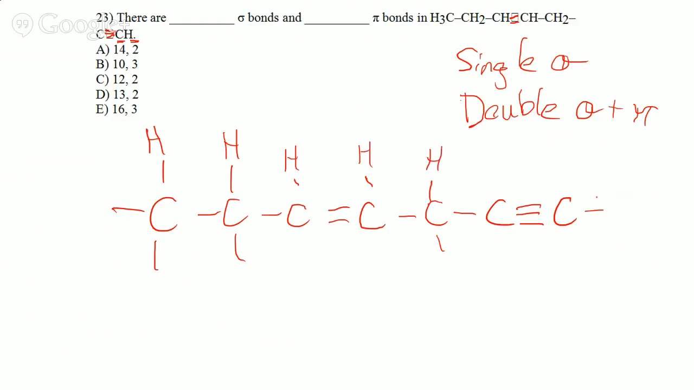So now it's just going to be a matter of counting how many single bonds there are and then how many double bonds there are. All right, so I'm going to just count 1, 2, 3, 4, 5, 6, 7, 8, 9, 10, 11, 12, 13, 14, 15, 16 sigma bonds. Now I go back and start counting my multiple bonds, where here's 1, 2 pi bonds, 3 pi bonds. So a total of 3 pi bonds. So choice E.